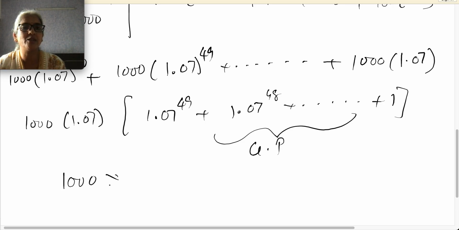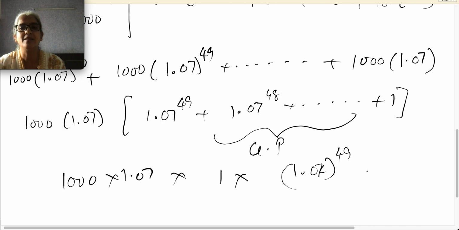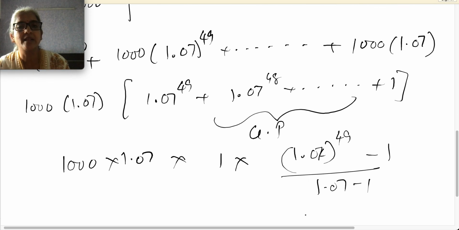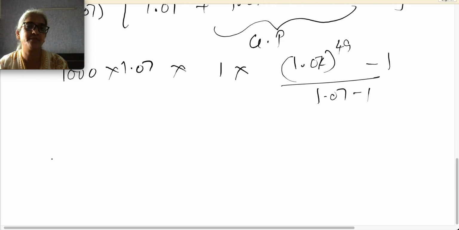So 1000 into 1.07 times the sum of terms formula. First term into common ratio raised to n minus 1 upon r minus 1. So this is the total amount that I will have in my account, correct? This is one of the applications that we see.